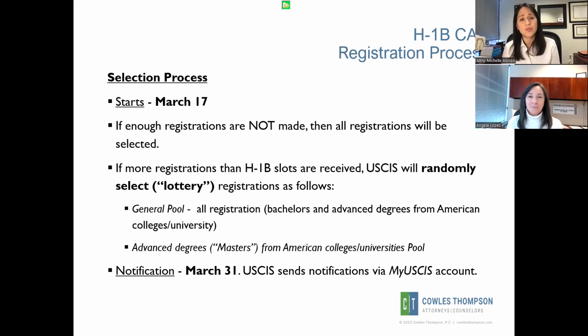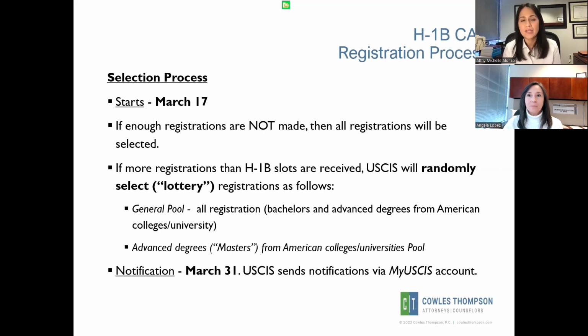And the way it goes, we'll go through the general pool first. So all registrations that include bachelor's degrees and advanced degrees from American universities or colleges will be in the first pool. Once all have been selected from the general pool, if you have an advanced degree from a U.S. university or college, you will have your chance perhaps to be selected in the advanced degree pool. And then once all registration selections have been made, that's it.